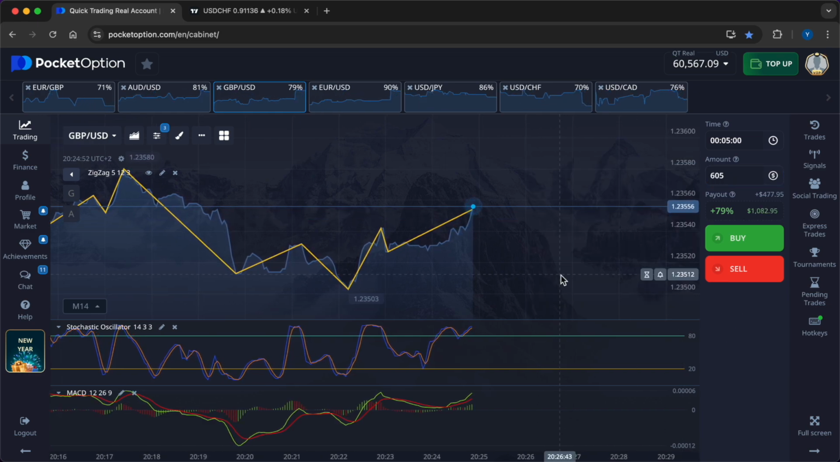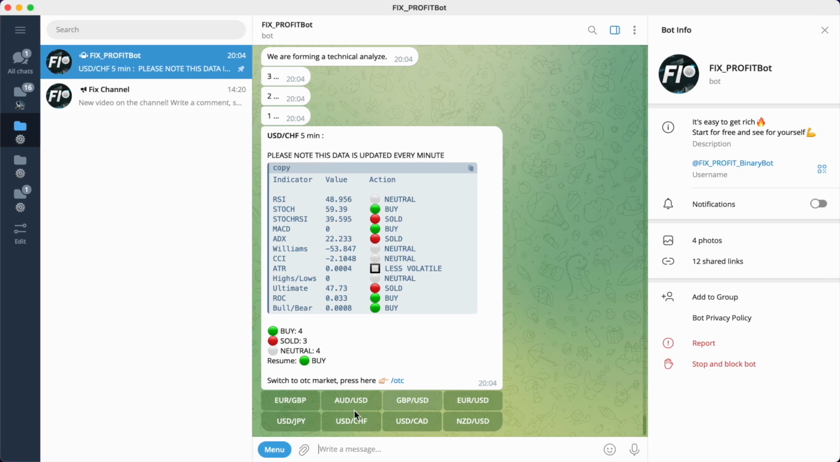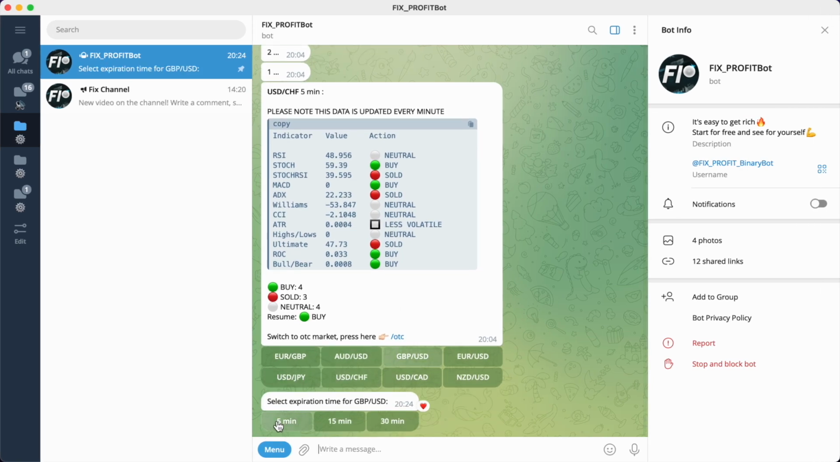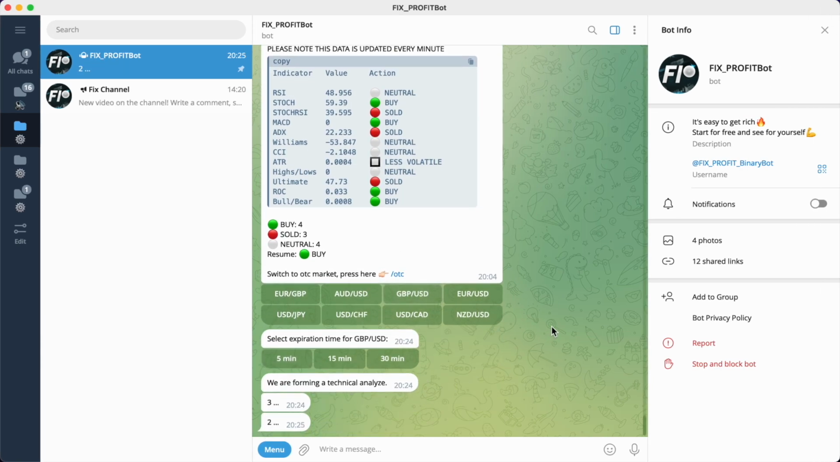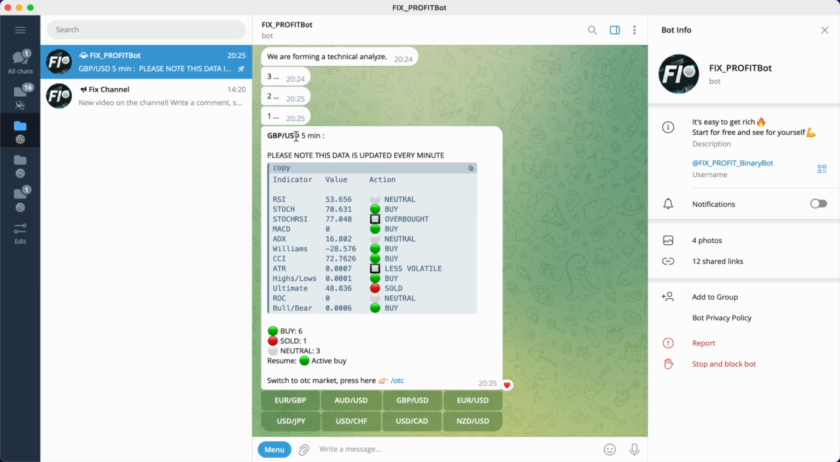FixProfit is not a dough button. It is a working tool that will help you in trading, but you need to learn how to use it, and then the probability of correct trades will be about 80%.